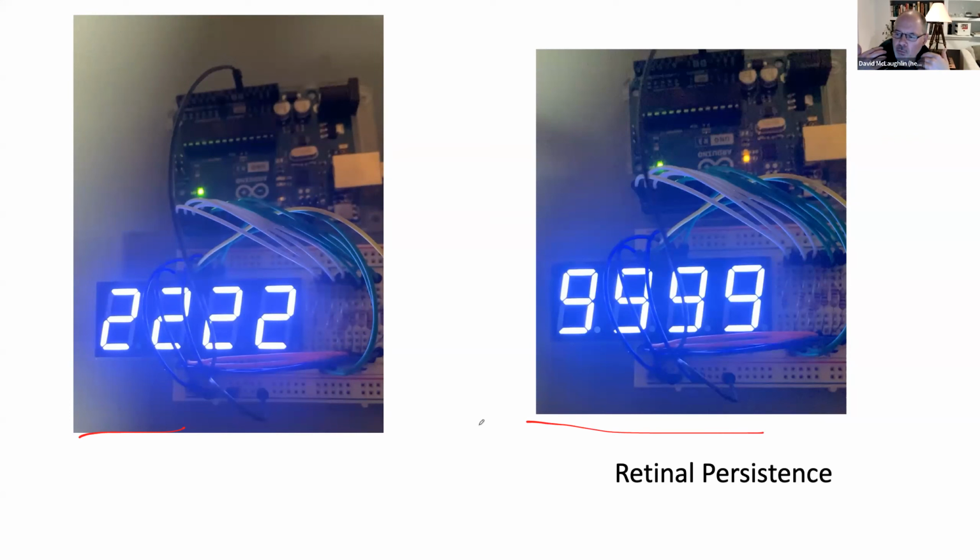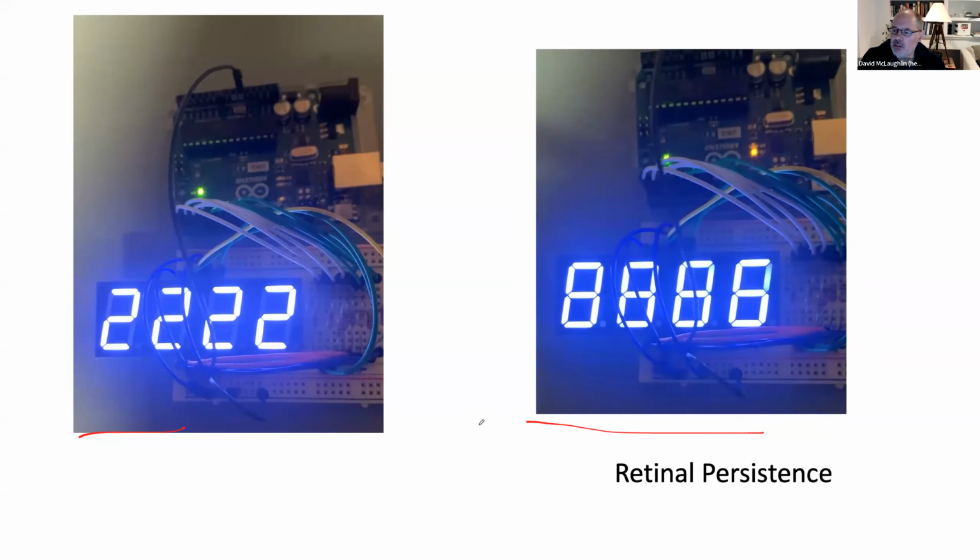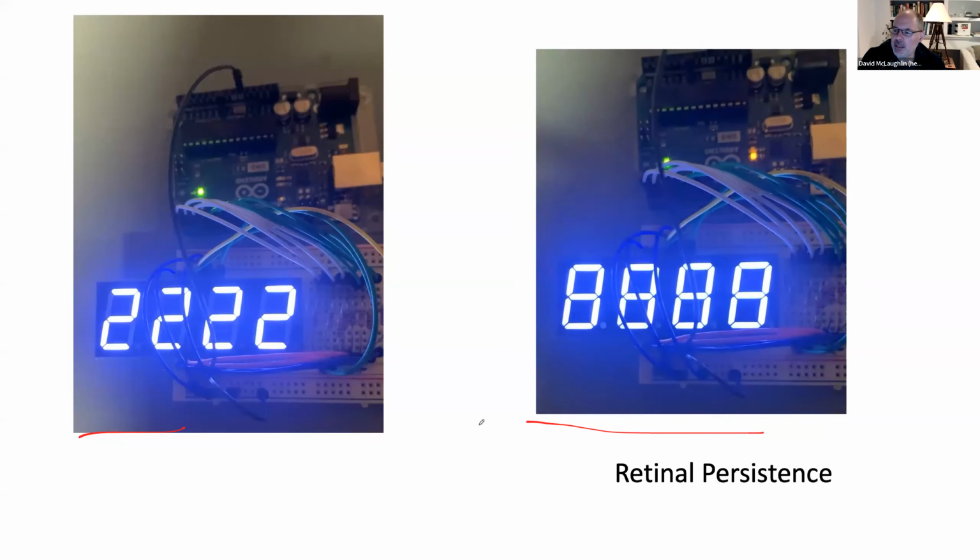So before I show the movie, think about what's going to happen. I've got all those digits there, and I'm going to be updating them really fast, like 5 milliseconds. What do you think you're going to see when we do this? Well, let's see it. There it is. It looks like all 8s. It looks like all of the digits are illuminated.